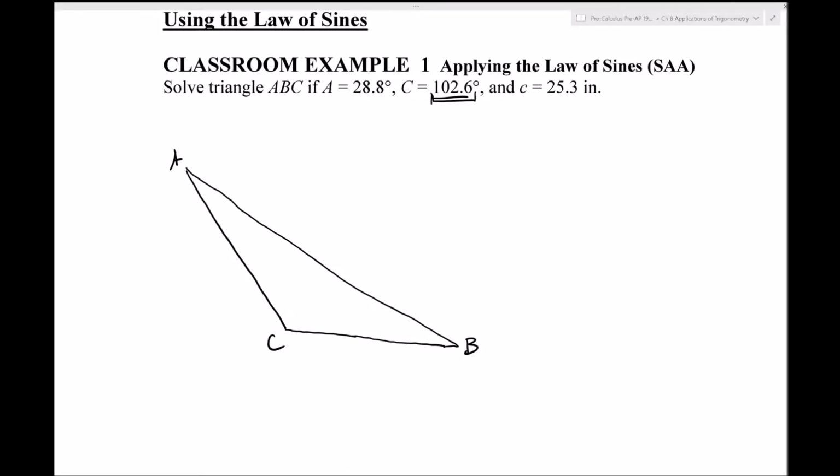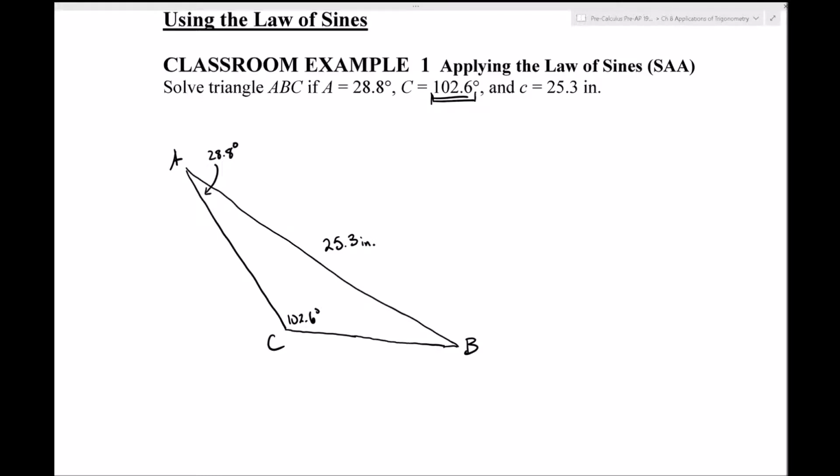Okay, so what else did they give me? They gave me that side length C, 25.3 inches is the measure. They told me that this angle's 102.6 and then this angle's 28.8 degrees. So I'm going to go ahead and get my calculator ready because I'm probably going to need to be using inverse trigonometry. And we'll see why.